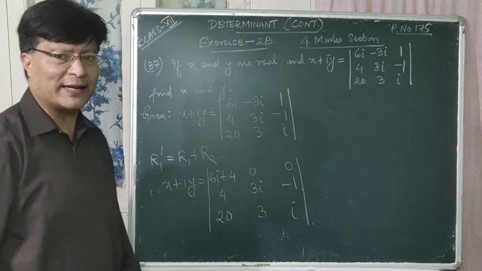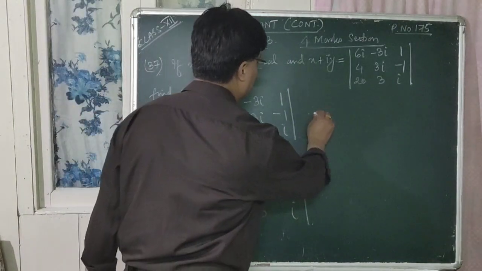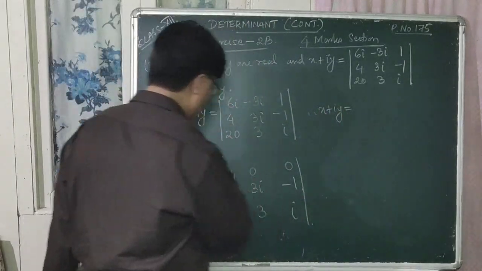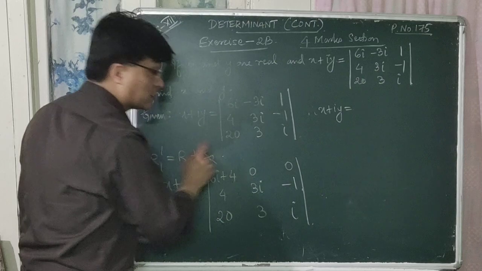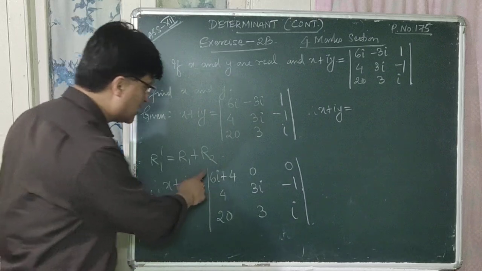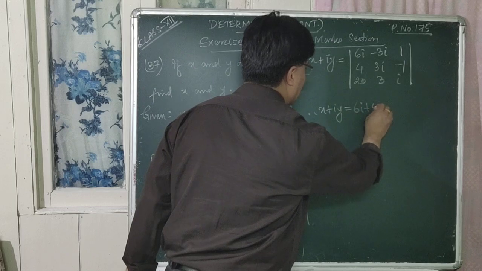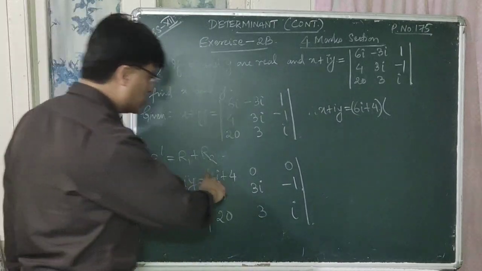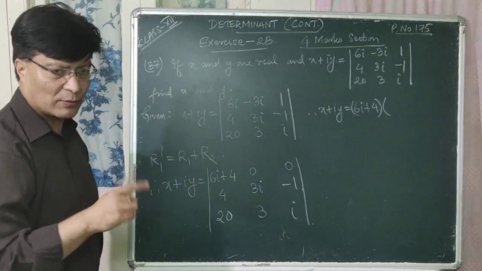So now you can expand the determinant with respect to the first row. So therefore, x plus iy is equal to, now expand it with respect to the first row. First row, that means 6i plus 4, 0, 0. Now plus minus plus. If you take the first row, you can expand it, but you have to consider the sign also, that is plus minus plus. So let us write 6i plus 4. If you consider this number 6i plus 4, you have to delete the row and the column through this number. That is, first row and first column are deleted.